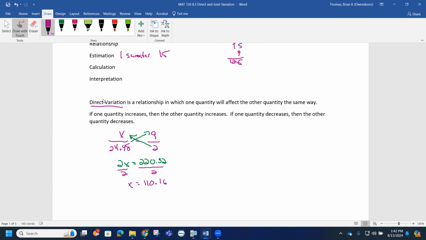So I'm feeling pretty good about my calculations, and I'm feeling pretty good about my interpretation. So 9 sweaters will cost $110 and 16 cents would be my interpretation.